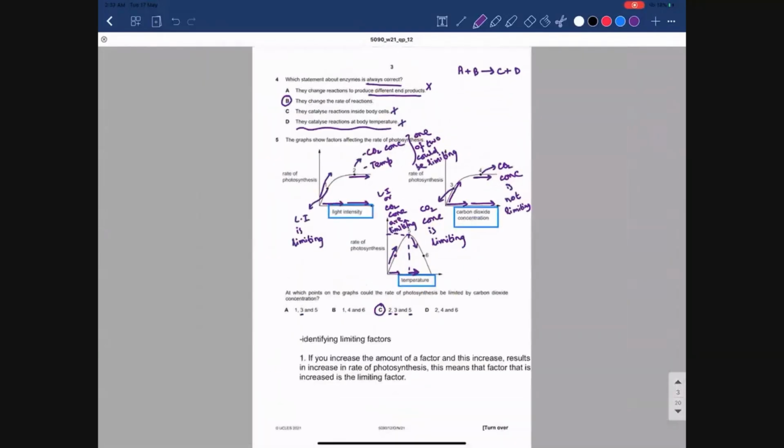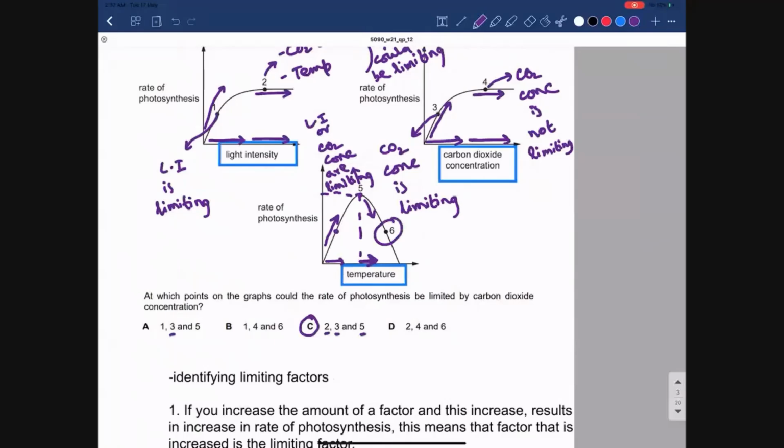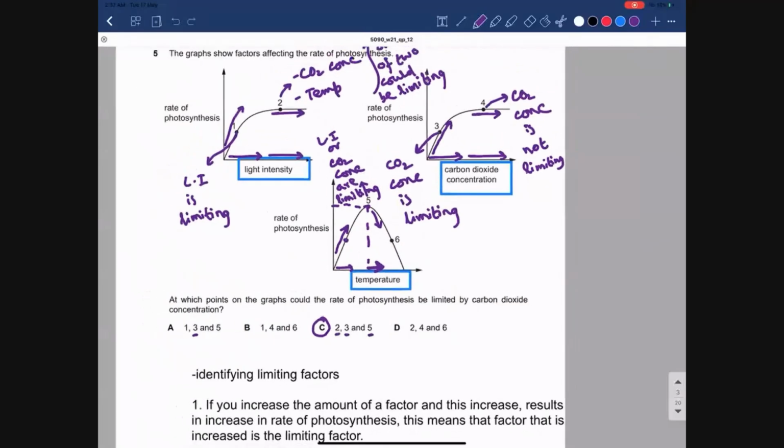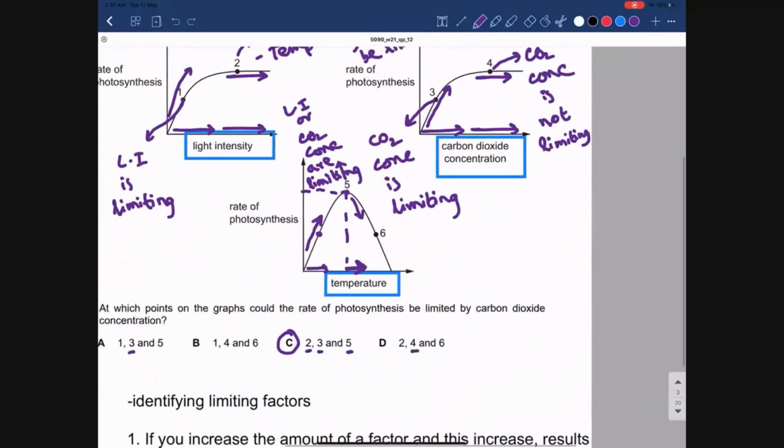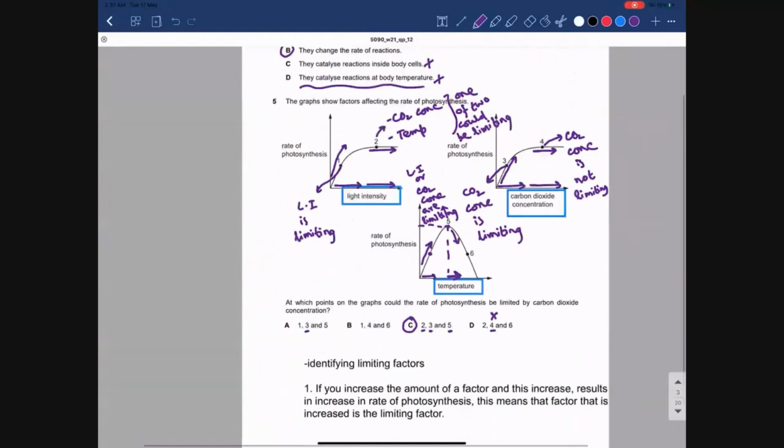If we talk about 6, we don't have any idea about 6. If we talk about 4, CO2 concentration is not limiting. This means option D is wrong. Again, over here, we get 4. So option B is wrong as well. And at 1, light intensity is a limiting factor. So option A is also wrong. The answer is C.